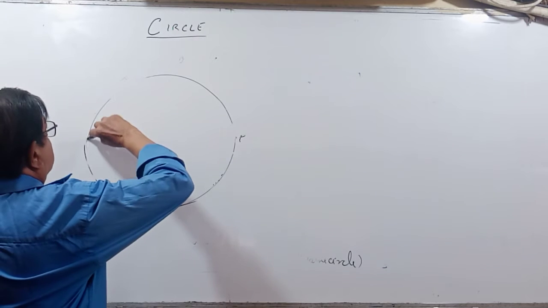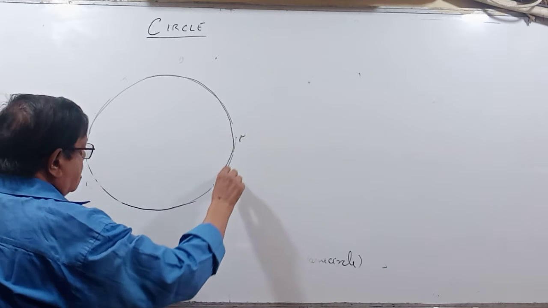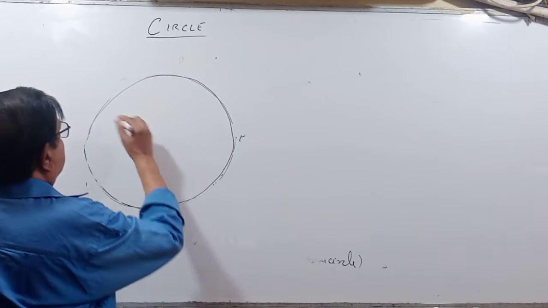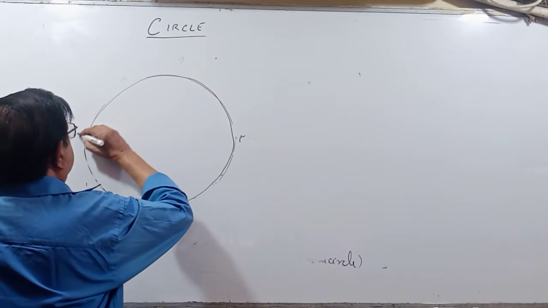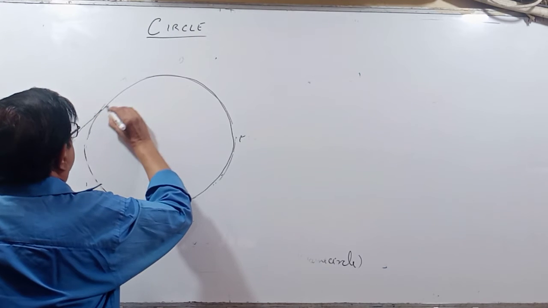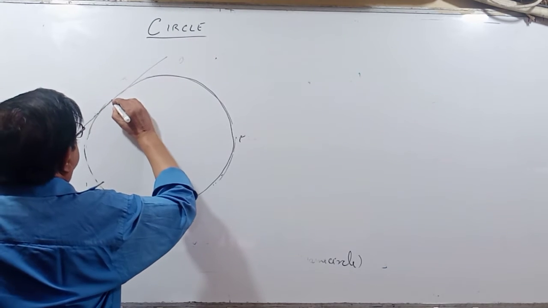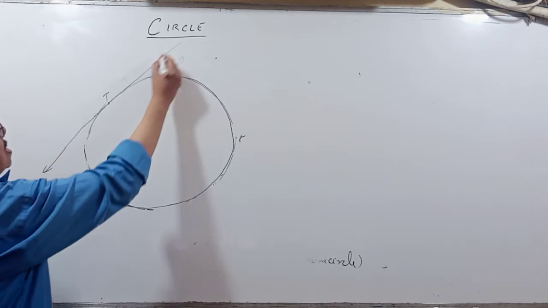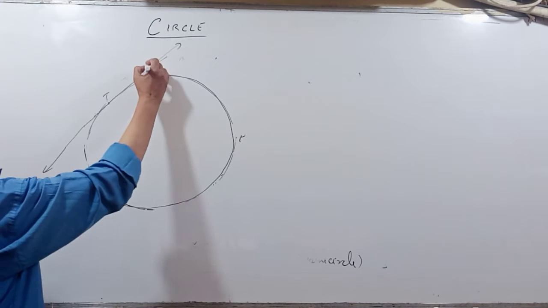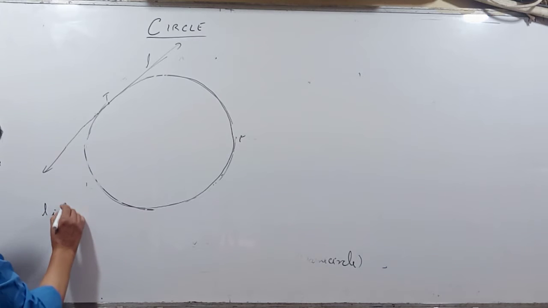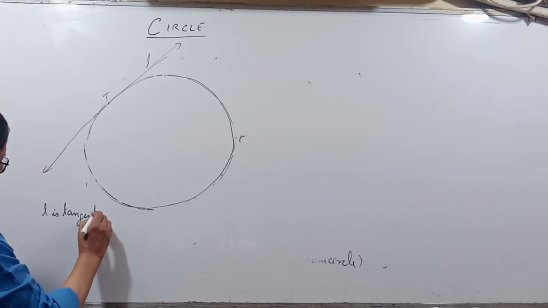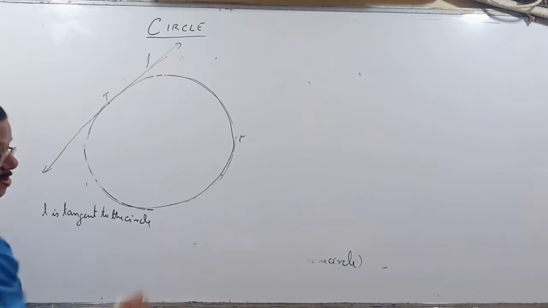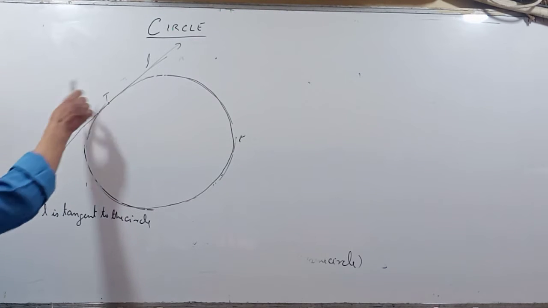Now next, you have the circle here. If I draw a line here touching the circle at only one point, this is touching the circle only at this point P. This line L, L is tangent to the circle. Tangent means it touches only at one point.